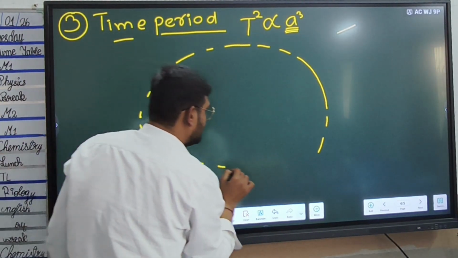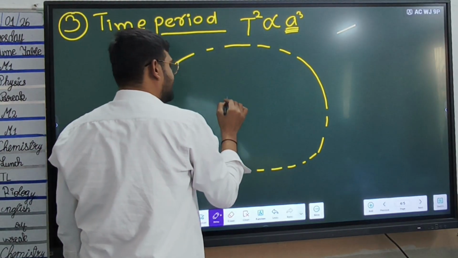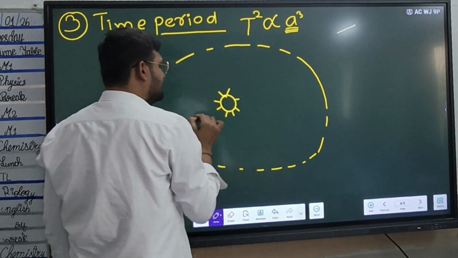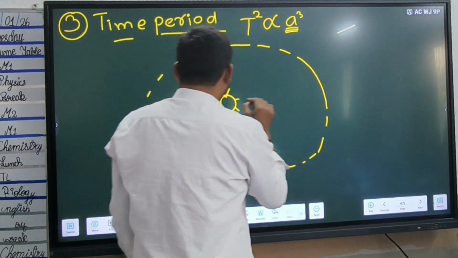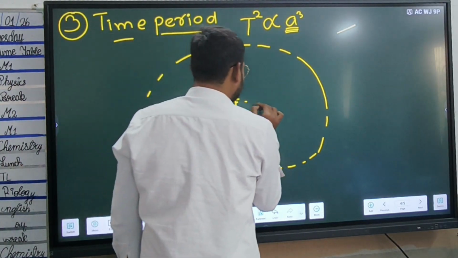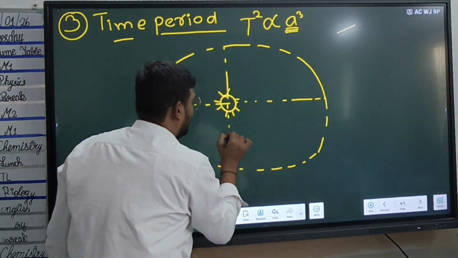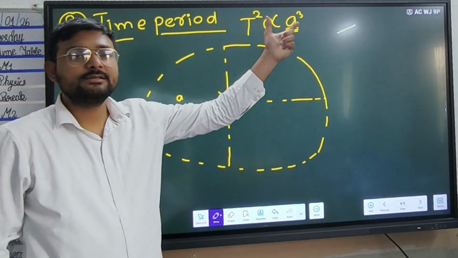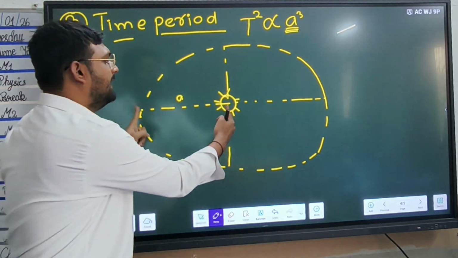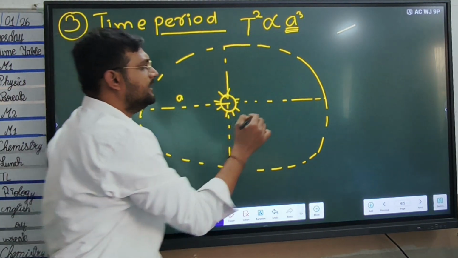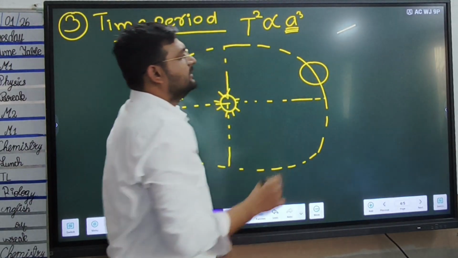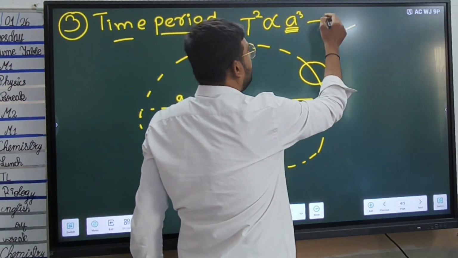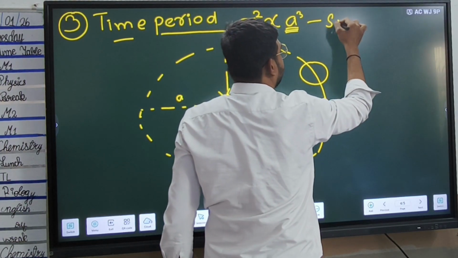semi-major axis. Suppose this is the ellipse, and at the center there is the Sun. If it is an ellipse, it will have a major axis and a minor axis. Then this a is just the length of the semi-major axis, that is half of the major axis. And T is the time period, the time taken by the planet to complete its revolution around the Sun. This a, first of all, is the semi-major axis.